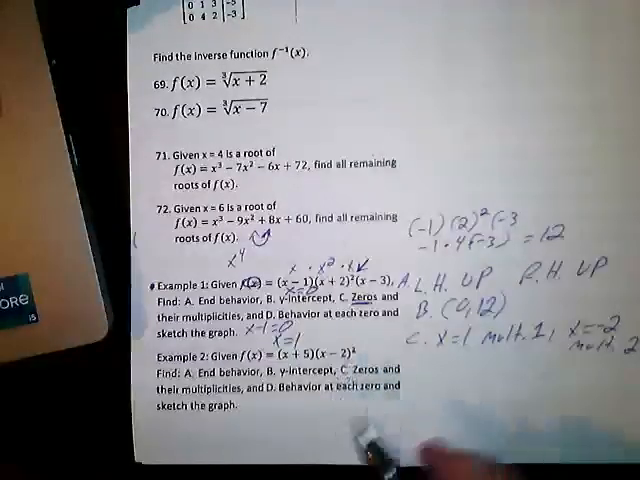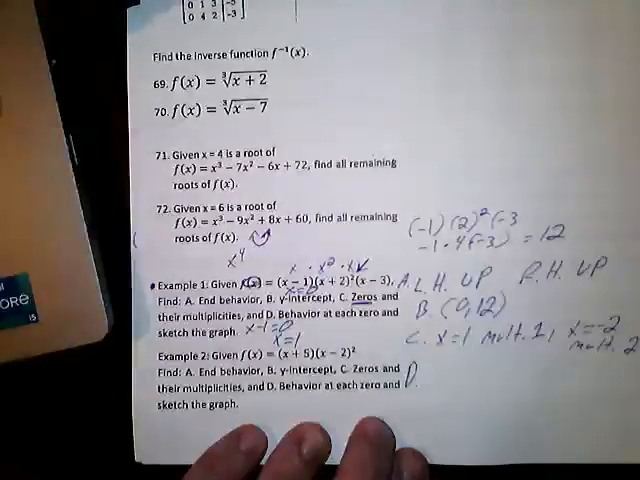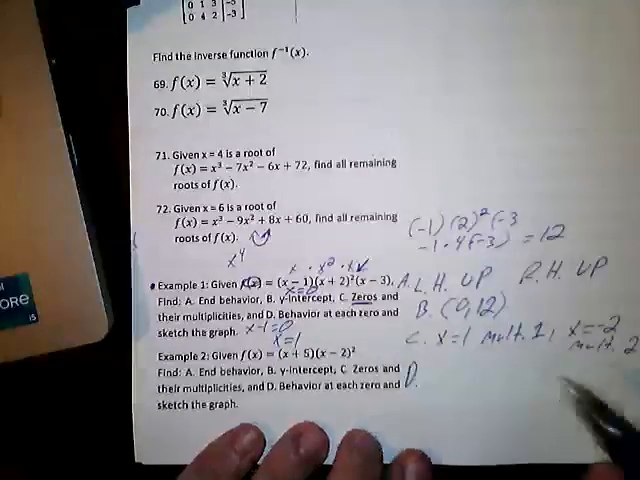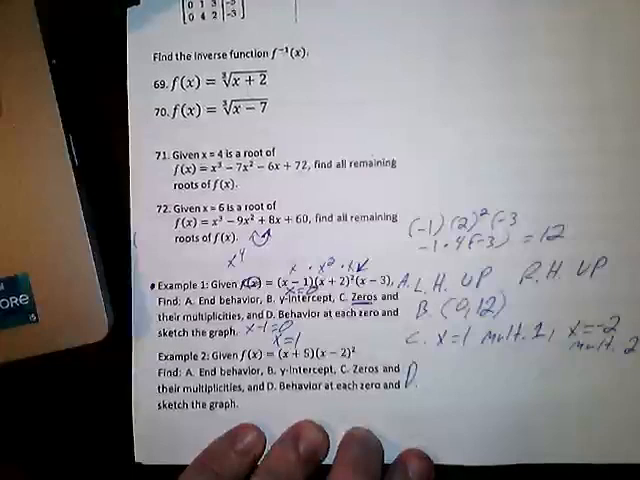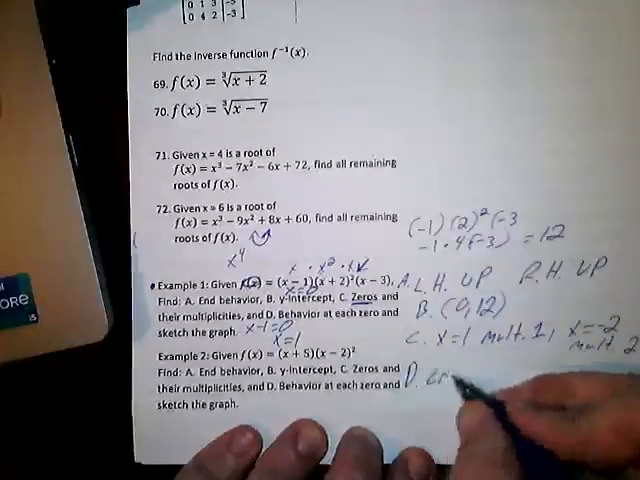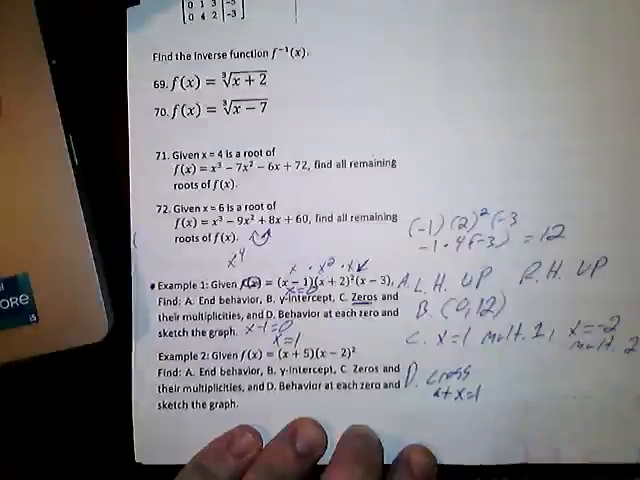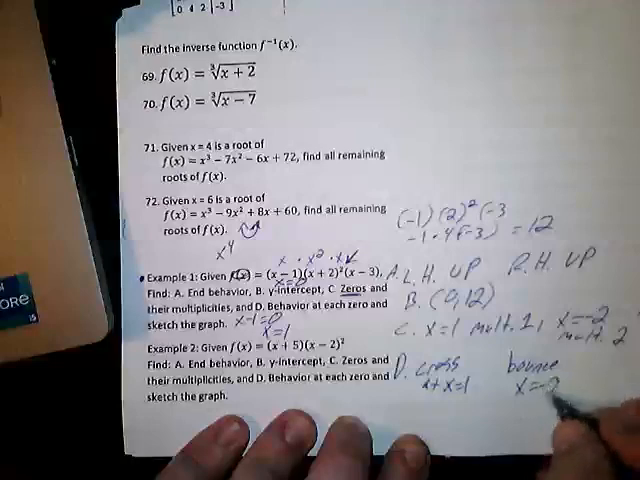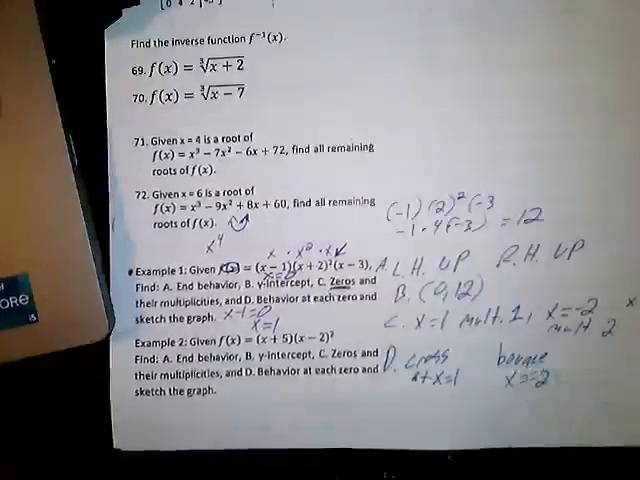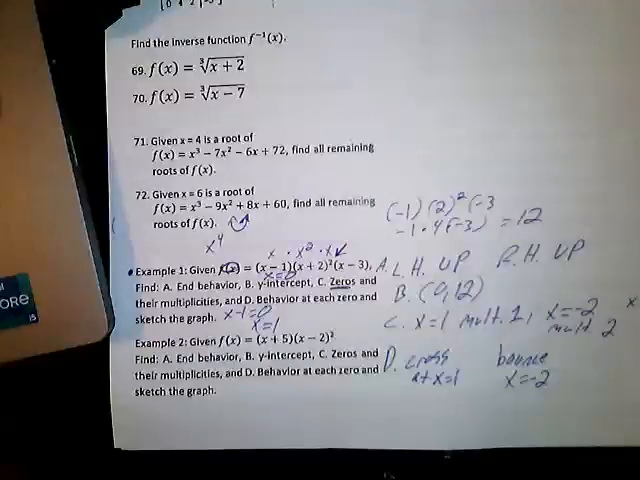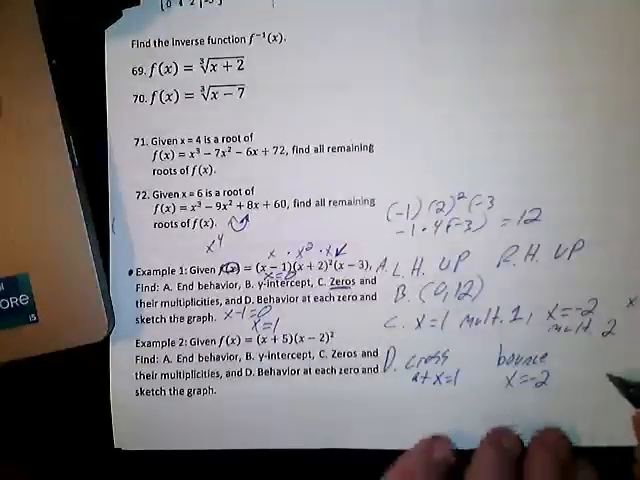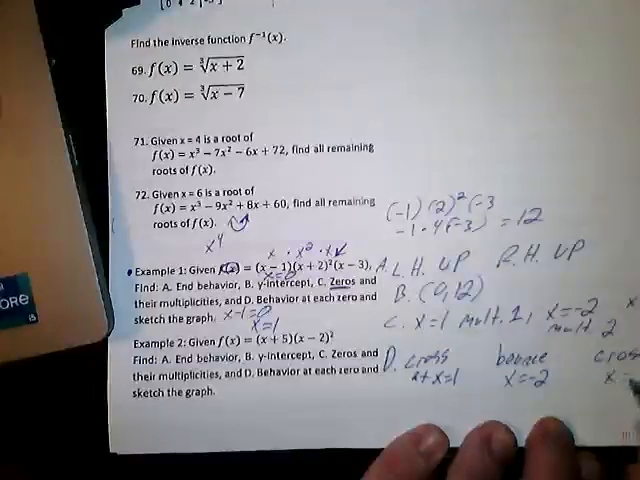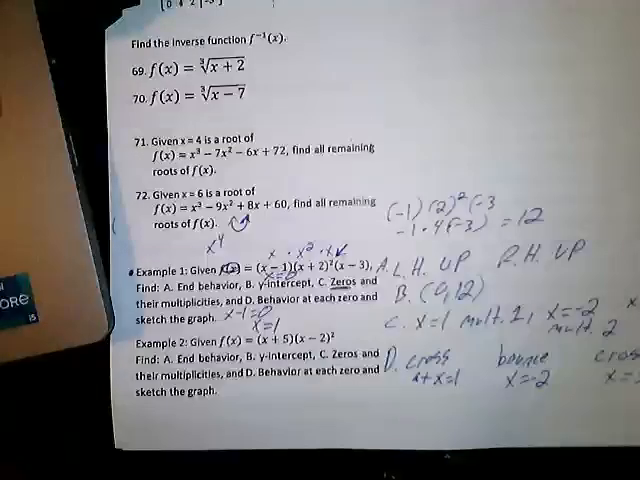And then we talk about the behavior at each zero. Again, if it's an odd multiplicity, it will cross. So we cross at x equals 1. But we bounce or touch where it has a multiplicity of 2. And if it's an odd multiplicity, then it crosses. And then you'll be able to sketch the graph.